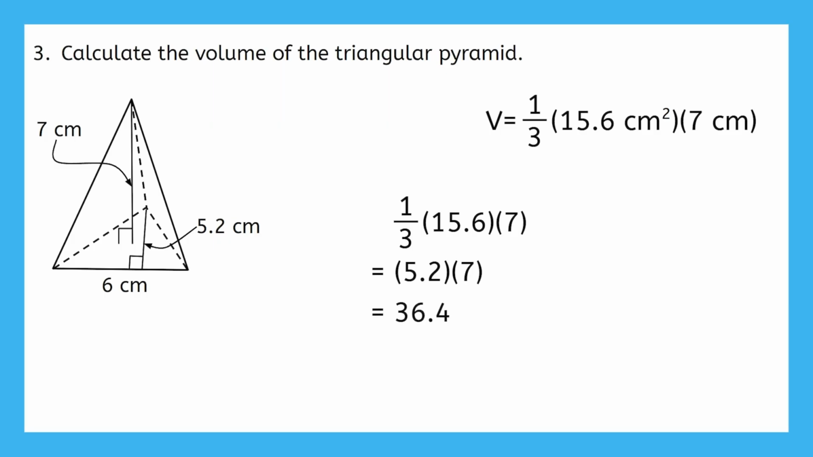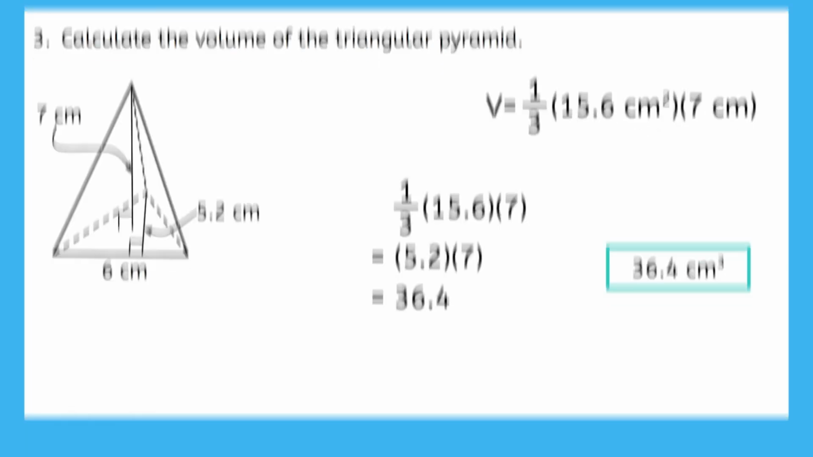Although this is the order I chose to multiply, you might have chosen a different order, like multiplying 15.6 times 7 first. Just remember that it's best if the order you choose doesn't require any rounding until the final calculation. Anyways, our final answer for the volume of this pyramid is 36.4 cubic centimeters.